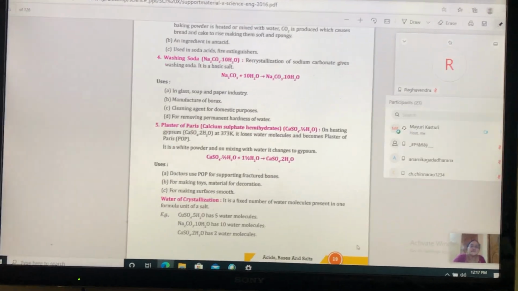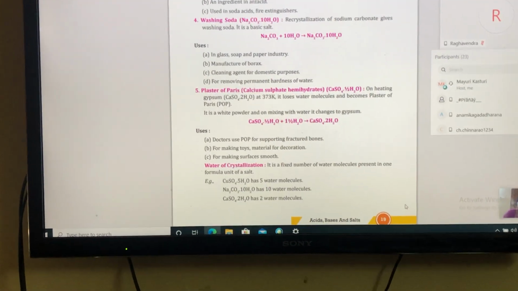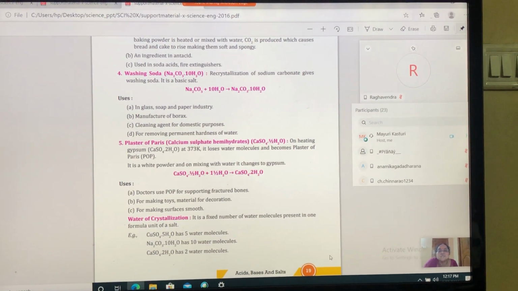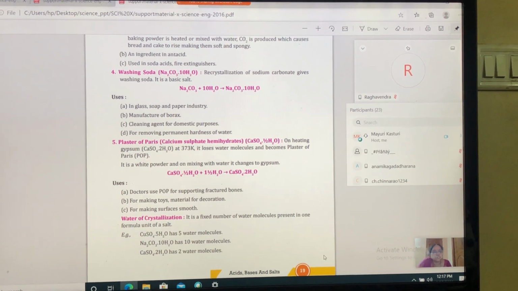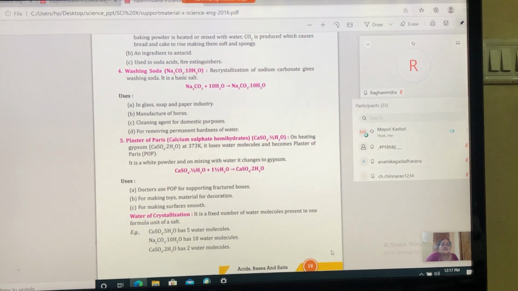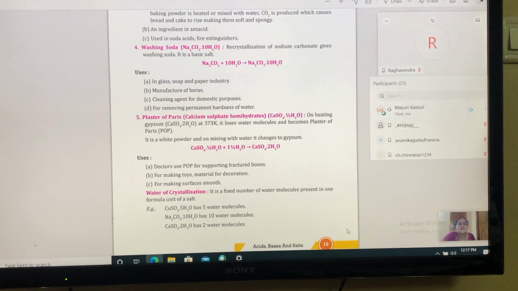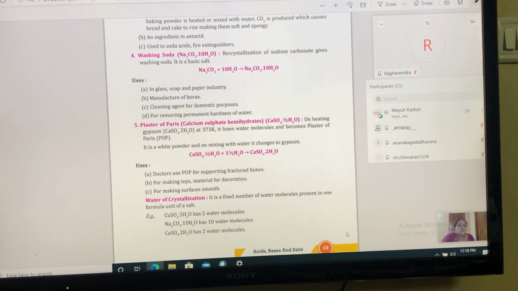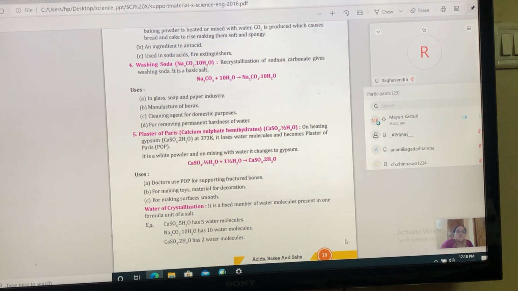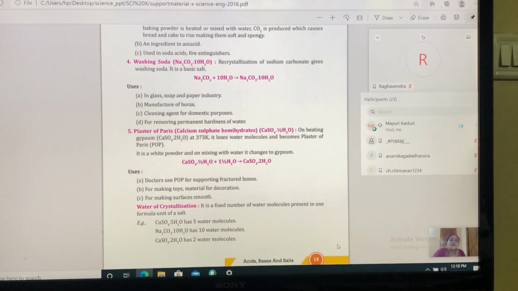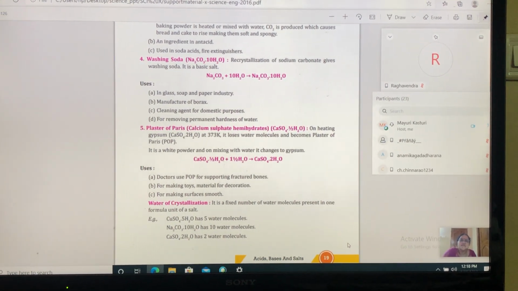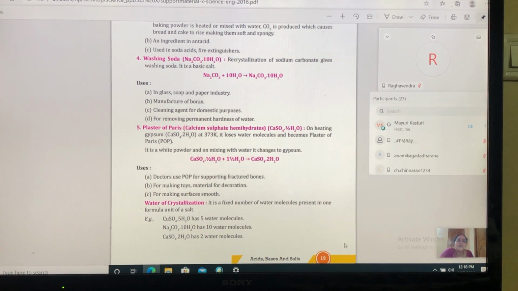So this is vice versa. We are getting plaster of Paris from gypsum. What is the formula of gypsum? CaSO4.2H2O. When you heat it at 373 Kelvin, it loses water molecules and becomes plaster of Paris, POP. What is the formula of plaster of Paris? CaSO4.1/2H2O. When you add 1.5 molecules of water to this calcium sulfate hemihydrate, you will get back gypsum.